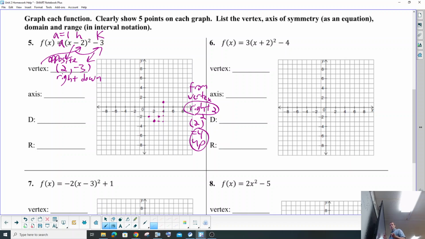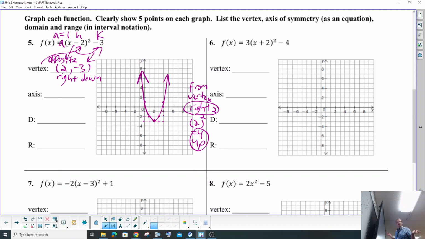And if you can go right 2, up 4, and it's a quadratic, that means it's got symmetry. And you can also go left 2, up 1, 2, 3, 4. And so there is our parabola. There's our quadratic there.